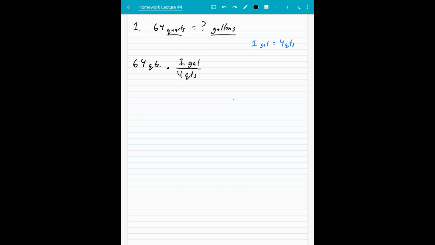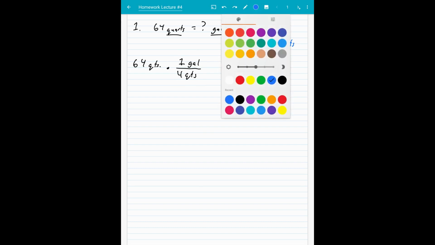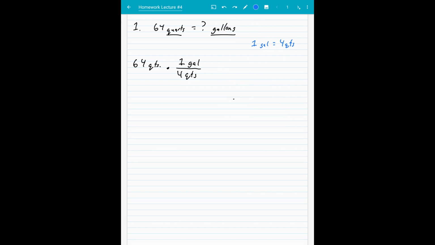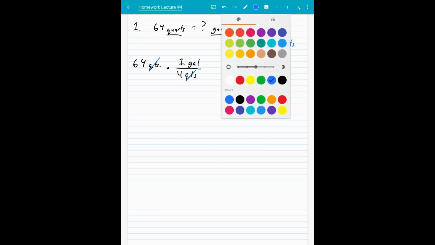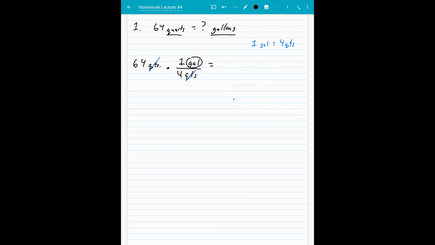And what happens here is our goal is to have our top unit be our end unit that we want, which is gallons. And when we divide the 2 quarts together, they end up canceling out because they're the same thing. So when you cancel out the quarts, we're left with gallons as our unit of measurement. That's what will be left over.